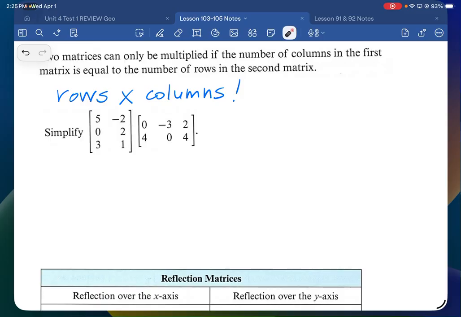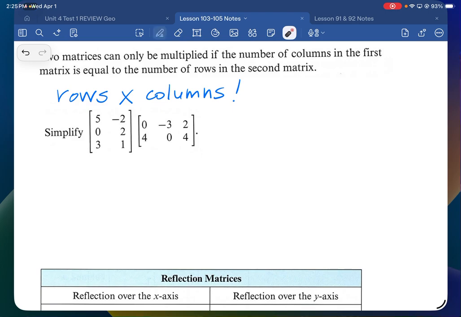We're going to first take this row and we're going to multiply it times this column, then this column, then this column. Then we're going to take the second row. Same thing. Multiply it times that, then that, then that. Then last, we're going to take the third row and we're going to multiply it times each and every column. Now that sounds confusing at first, but I'm going to do it with you and show you what I mean.